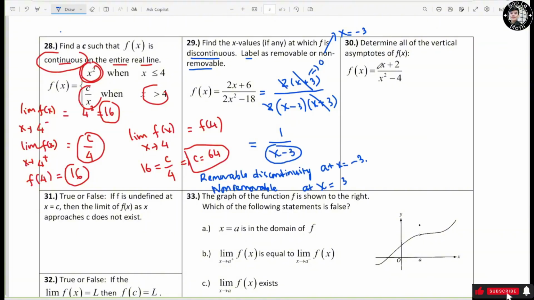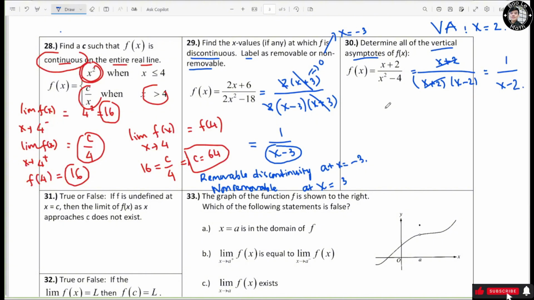Now let's move on to question 30. Determine all the vertical asymptotes of the function f(s), right? So we just factor this one and simplify, s plus 2 over a difference of 2 squares formula. It's going to be s plus 2 times s minus 2. So this one cancels out, and it could be 1 over s minus 2. So the vertical asymptote is s equals 2. We just let the bottom equal 0, so s equals 2.